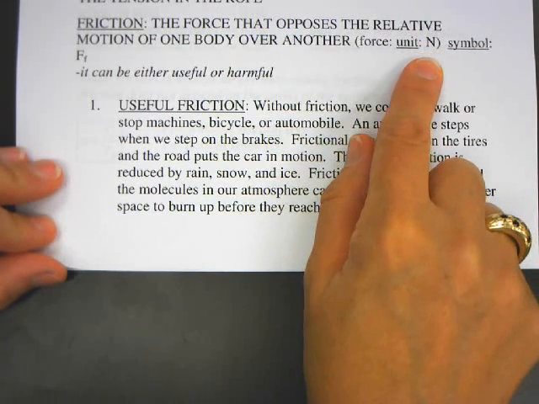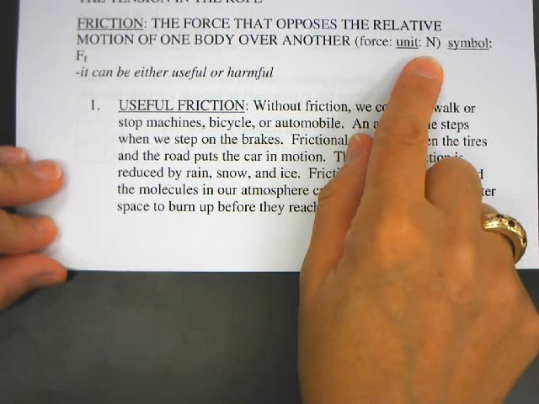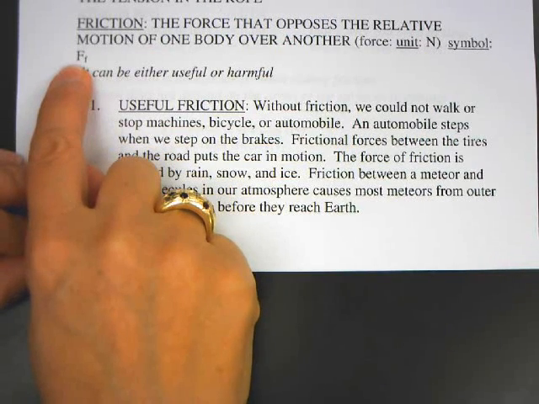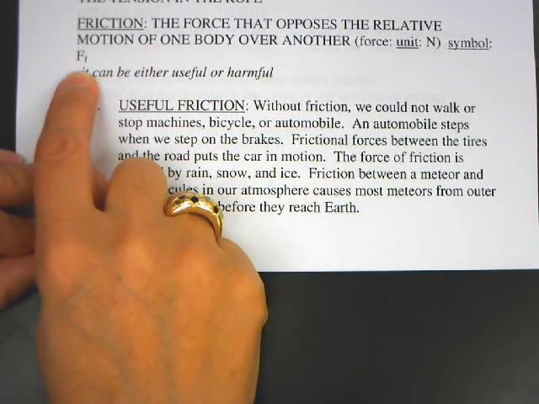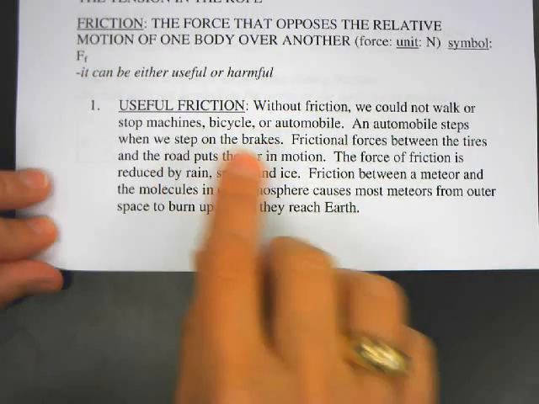Now again, because friction's a force, the unit is newtons, and the symbol that we're going to use in this class is F subscript F. So we're going to use capital F for all forces, and we're going to use subscripts to differentiate the different types of forces that we're going to learn about.